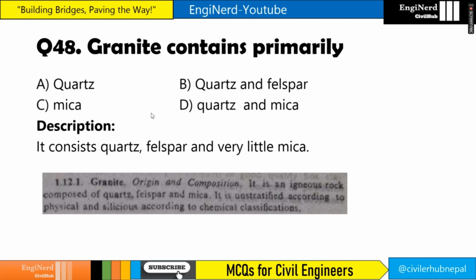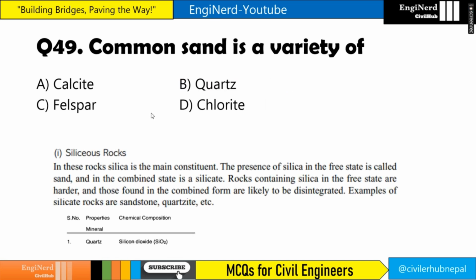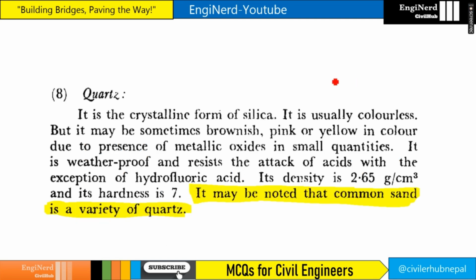Granite contains primarily what? Granite contains primarily quartz and feldspar, and it contains very little mica as well. Question number 49. Common sand is a variety of what? Common sand is a variety of quartz, right? If you see here, common sand is a variety of what? Quartz.